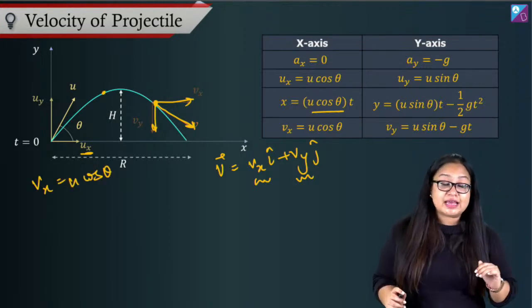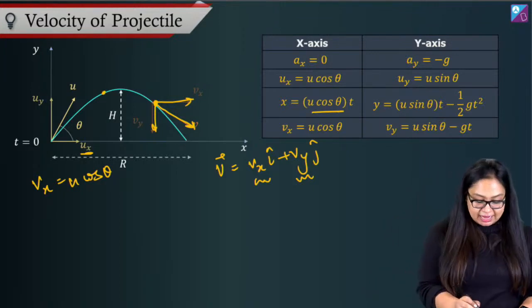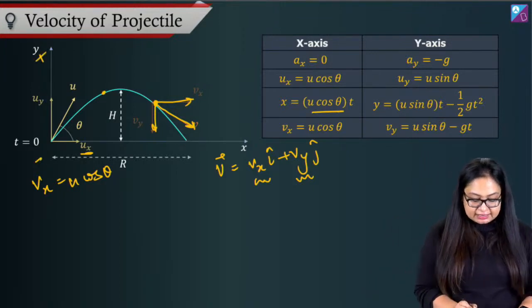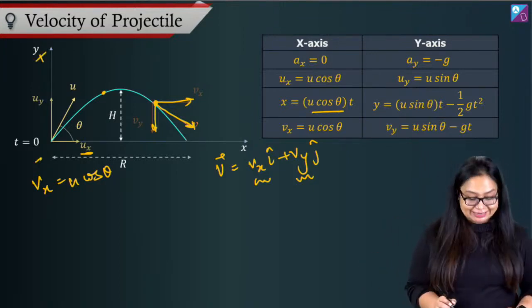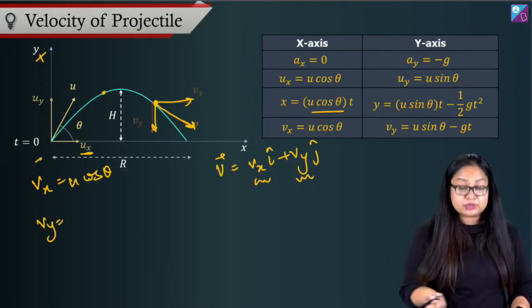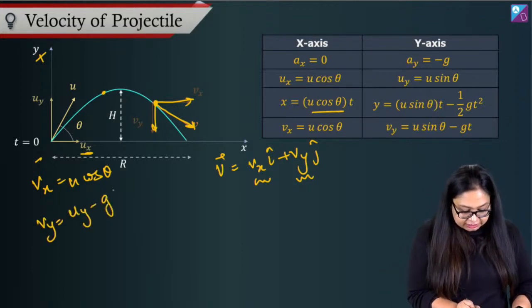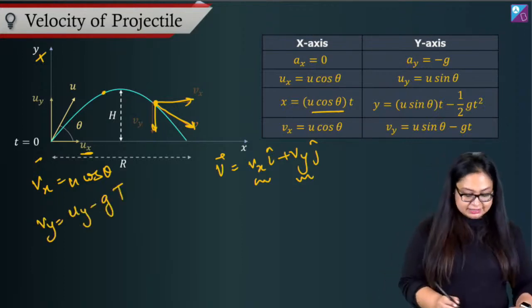What about in y direction? In y direction, it's a uniformly accelerated motion. So if I say that upward is positive, downward is negative, I can apply v equal to u plus at and say that vy is equal to uy minus gt, right? I can substitute these values.